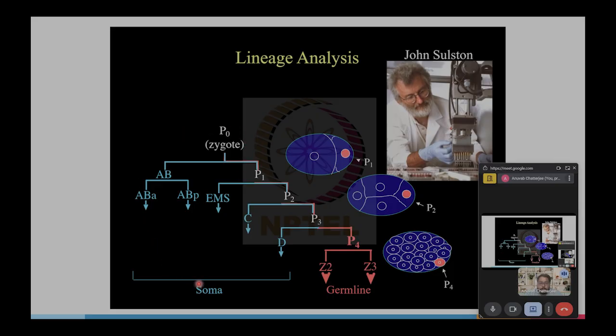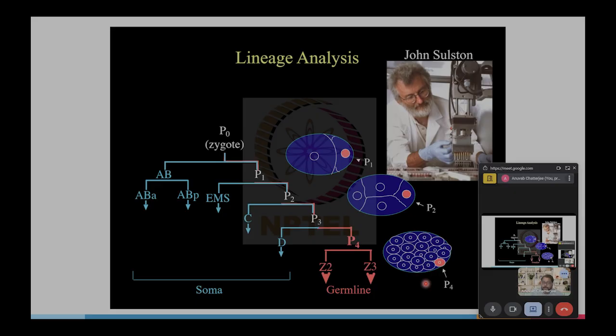So this is one of the lineage traced maps that he had created, in which he is tracing all the way from the P0 zygote to different cells as they are dividing. And during this, what John Sulston discovered is that some cells of the 959 cells that are there during development always form, but then they die off.